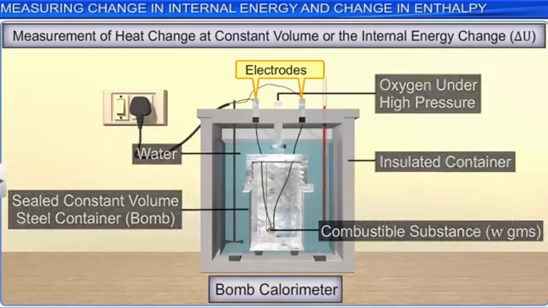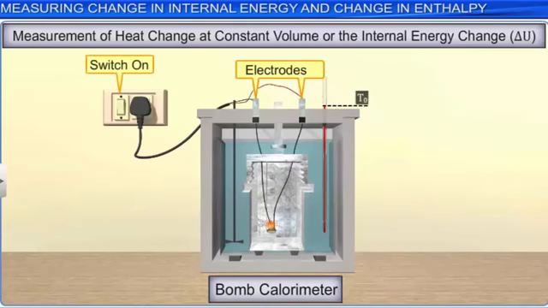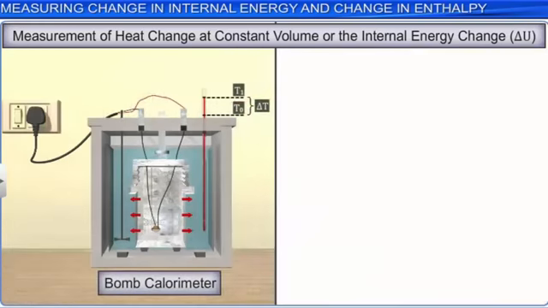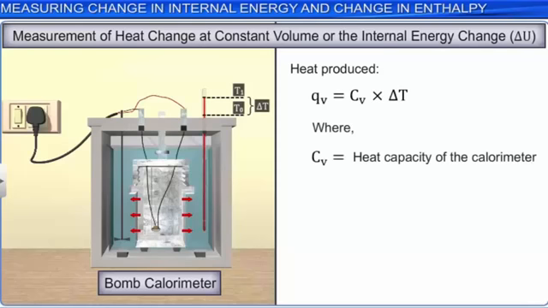The sample is ignited electrically, and the heat produced by the combustion reaction is absorbed by the water surrounding the bomb. The increase in temperature of water, delta T, is noted, and the heat produced is calculated using the equation QV is equal to CV multiplied by delta T, where CV is the heat capacity of the calorimeter. The measure of a bomb calorimeter's heat absorbing property is called its heat capacity.